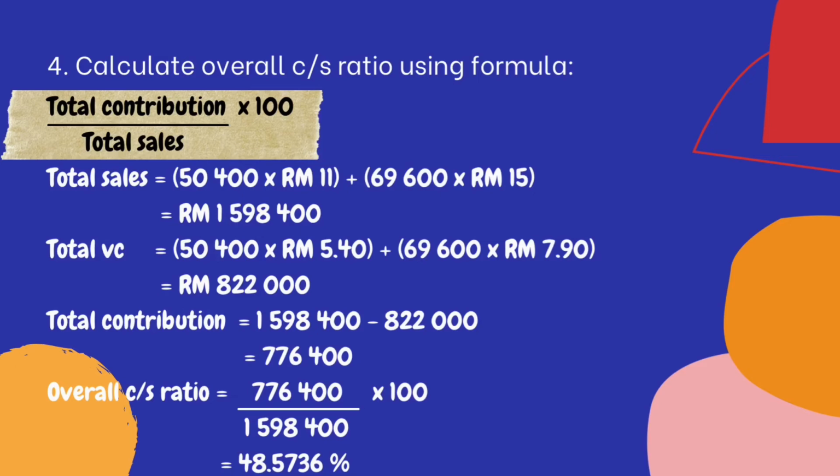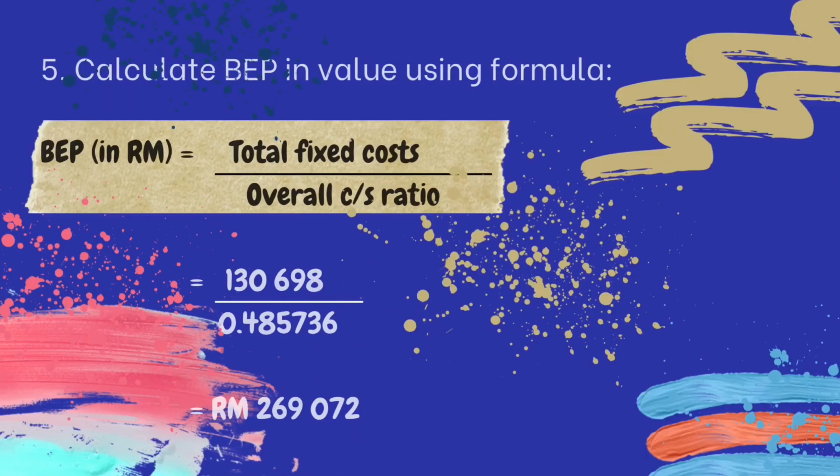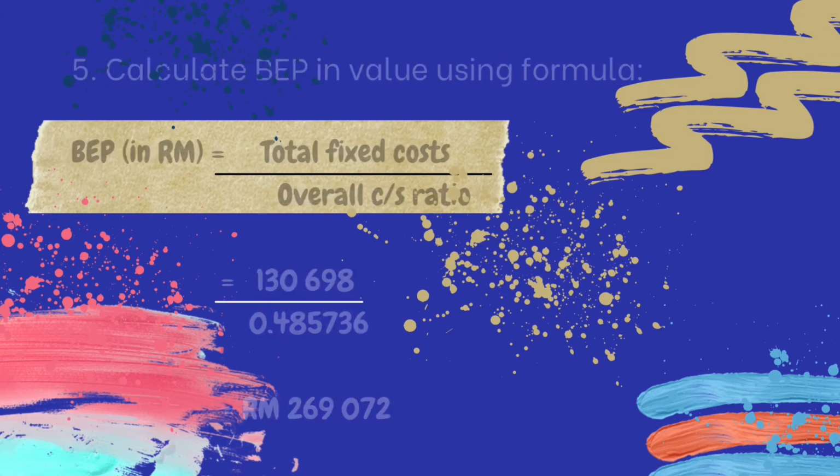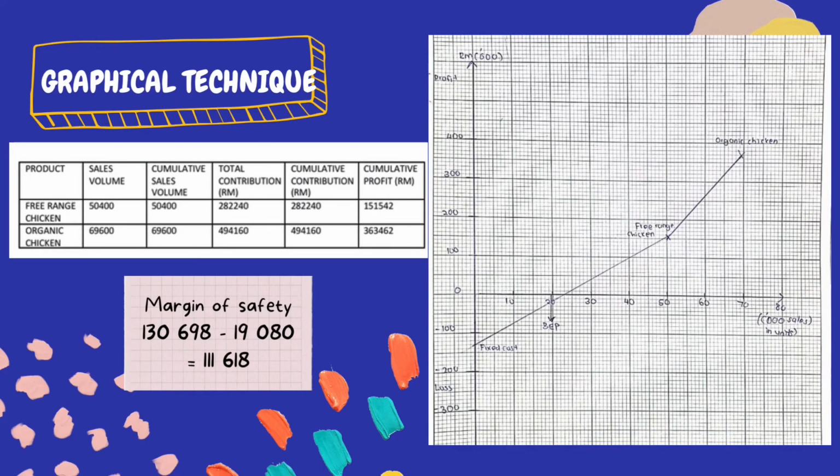For total contribution, we need to subtract total variable cost from total sales and we will get 774,400. Put the amounts that we have calculated into the formula and we will get 48.5736% for the overall CM ratio. Then we can calculate our break-even point in value by dividing the total fixed cost by the overall CM ratio, and the answer will be 269,072 ringgit. Next, we move to the graphical technique.